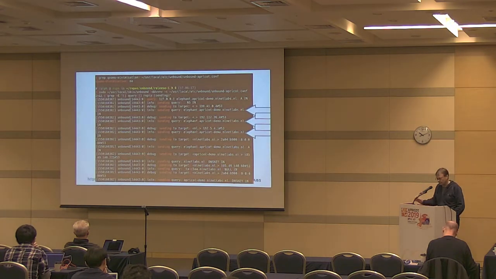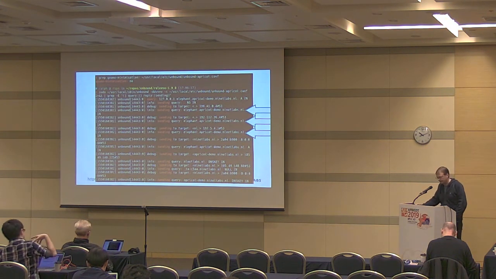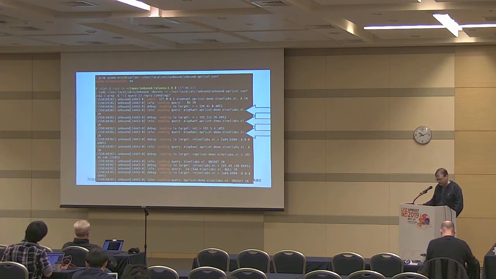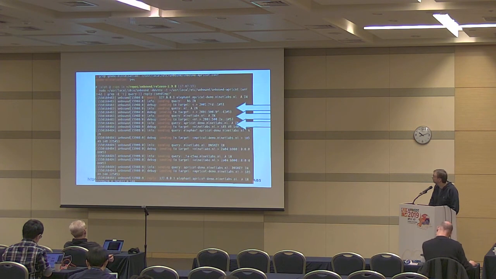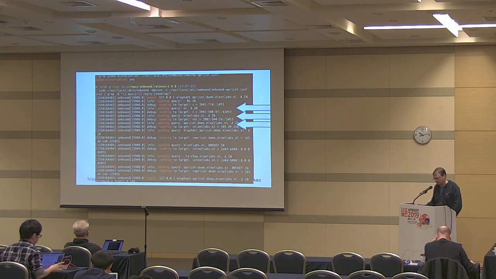So let's look at this in practice again. Here we have our elephant example again. So if we're now querying for, let me see, what are we querying for? I guess the elephant.apricot.demo.nlnetlabs.nl A record. Then what happens is, as you can see here, it asks the root zone for elephant, and then it asks the NL zone for elephant, and then asks nlnetlabs.nl for the elephant, and so on and so on. And if you then enable QNAME minimization, you suddenly get down to this, which is the same number of queries, but as you can see, they're all just the minimal queries. So the root zone is asked for NL, and the NL zone is asked for nlnetlabs.nl, and so on. So you're minimizing massively what is being exposed.